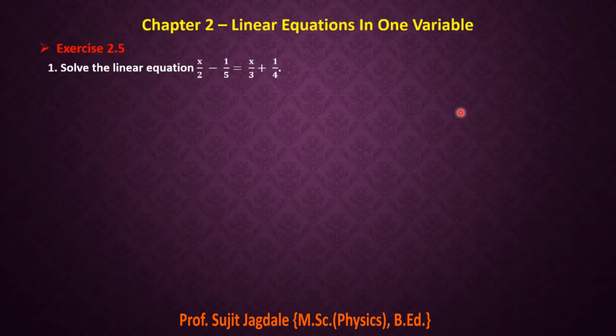So here question number 1 is like this: solve the linear equation x upon 2 minus 1 upon 5 equals x upon 3 plus 1 upon 4. So here if we consider the type of the equation, all the terms are in the form of fractions, or we can say that wherever the variable is there, those are fractional terms. That means numerators and denominators are there. So we had considered such types of examples, but we had not considered ones where all the terms or most of the terms are fractions.